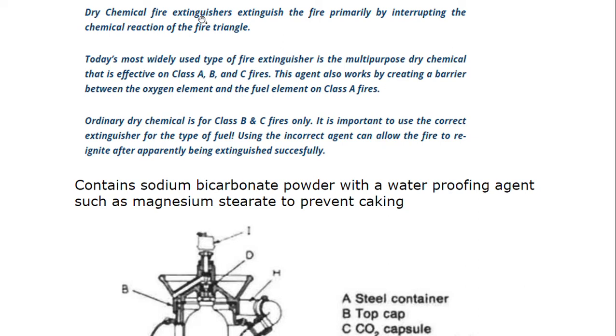Ordinary dry chemical is for class B and C fires only. We have two types here: multi-purpose dry chemical and ordinary. Multi-purpose can be used on all the classes except that kitchen one I mentioned, and the ordinary chemical is used only for B and C fires. It is important to use the correct extinguisher for the type of fuel. Using the incorrect agent can allow the fire to reignite after apparently being extinguished successfully. So this was the introduction: we are supposed to use the correct form of fire extinguisher, otherwise it will become very difficult.